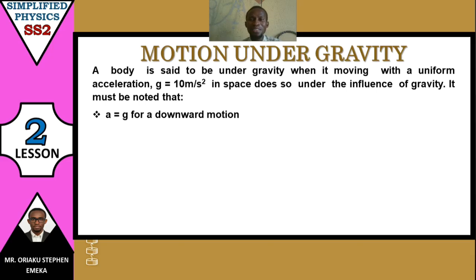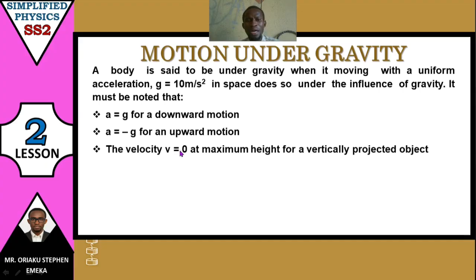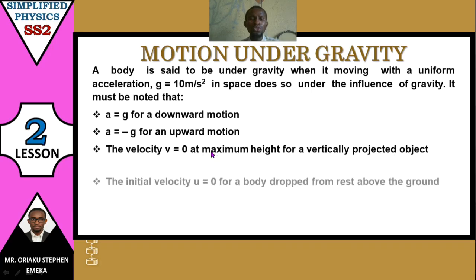And it is under the influence of what? Gravity. Now you should note that when you are throwing something downward, like dropping something, because the thing is falling towards the earth, it is in support of gravity. So the acceleration is going to be a equals g. But when it is going up, because an object going up is going against gravity, it's going to be a equals minus g. Now note that the velocity at the maximum height is going to be 0, because at the maximum height the body is no longer moving up.